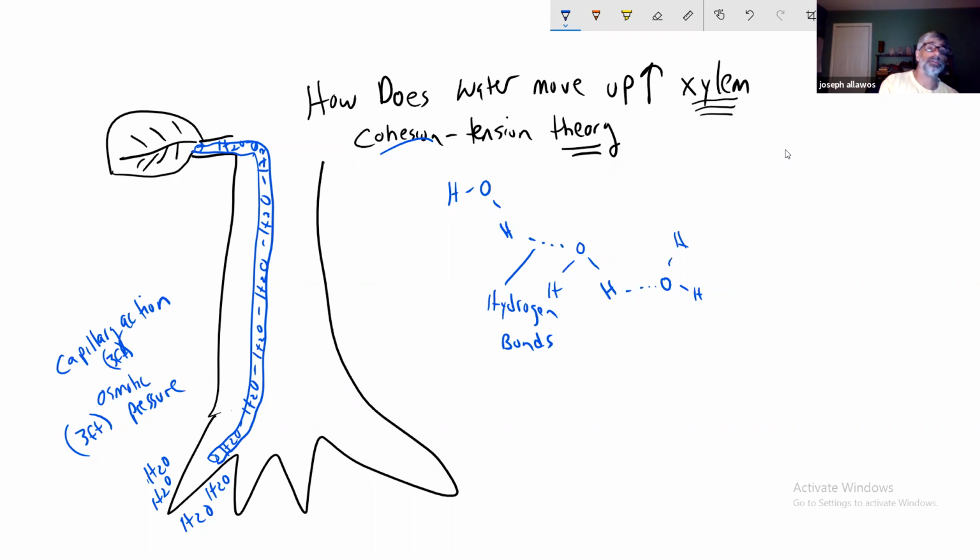And so here's what the theory says. As this water column forms, as one water molecule evaporates from the surface of the leaf at the top of the plant, another water molecule is pulled in to the xylem at the bottom. And so it's a one-to-one exchange. For every water molecule you lose at the top, you get another one at the bottom. And as long as they keep holding hands, then this water column can grow with the plant, essentially.